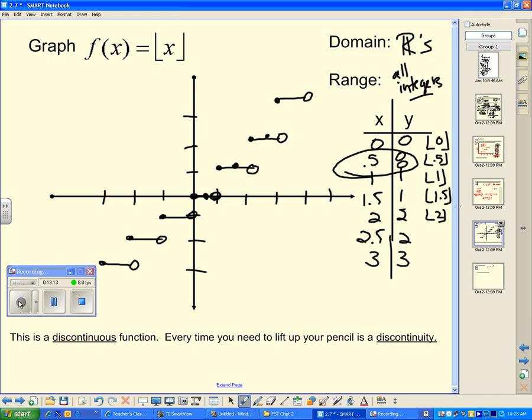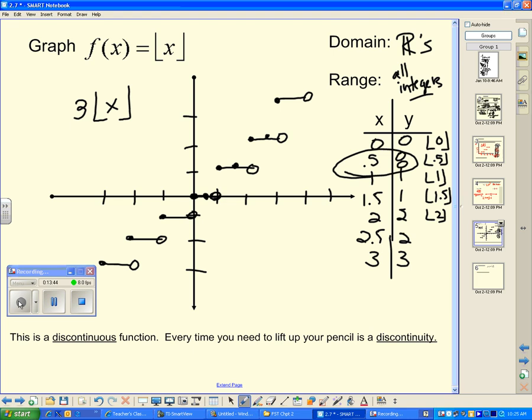If it was plus 2, it would move everything up 2. Okay? But your range would actually be the same. What would change it is like if I had something like this. That's going to spread it out now. It's going to multiply all my y-coordinates by 3. So instead of stepping up by 1 every time, I'm going to step up by 3s. So then you'd say something like integers that are multiples of 3 would be your range. Okay, other questions?